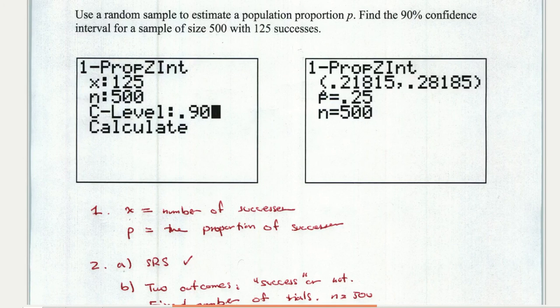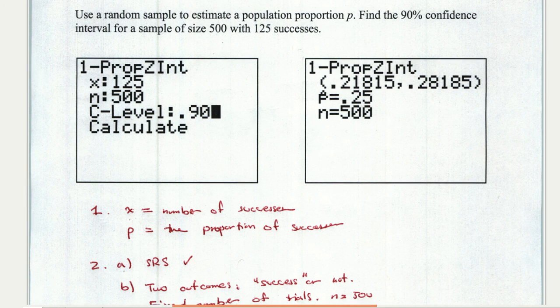It asks you for n. I'm going to put in 125, so there's time to follow along if you want to. Or x is 125, n is 500. Our confidence level is 90%, so 0.90, which was already entered, so I'm deleting the fact that I entered it twice, going down to calculate, and then that same screen appears. That's confirming that n is in fact 500 and p hat is 1/4, 0.25.